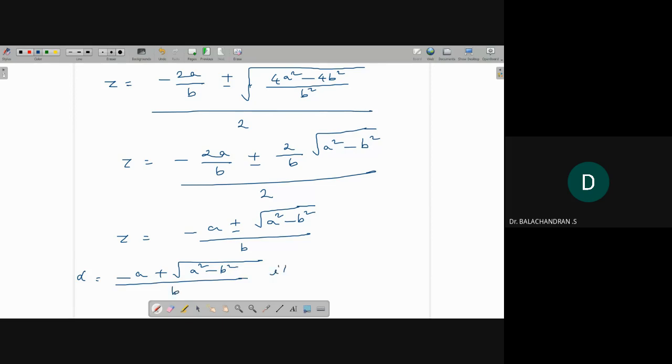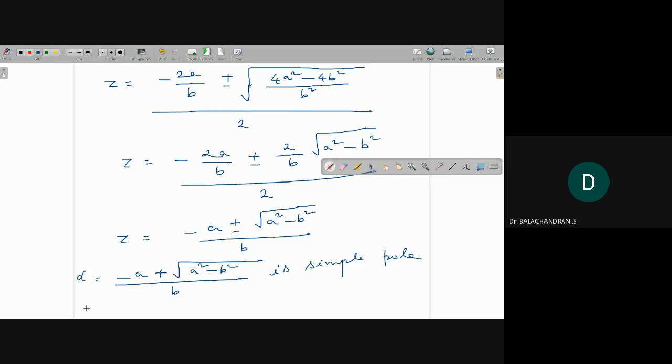It is a simple pole. Similarly, beta. Okay, I don't have space, I will write here. Beta is minus a minus root of a square minus b square divided by b, which is also a simple pole.